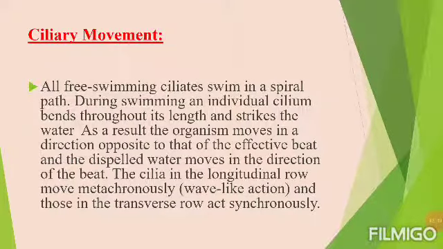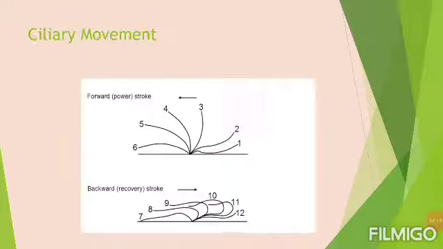Now the ciliary movement: how an animal like paramecium moves with the help of the cilia. Paramecium has a streamlined body which enables it to swim about in water with a minimum amount of friction. The rapid swimming is facilitated by the beating of fine hair-like cellular organelles, which are cilia. In this diagram, we can see the ciliary movement, and there are ciliary beats.